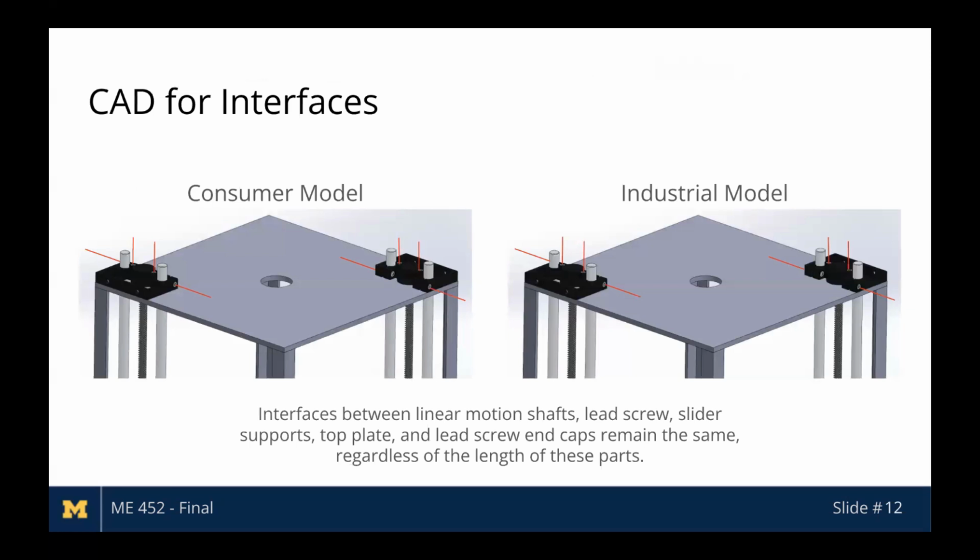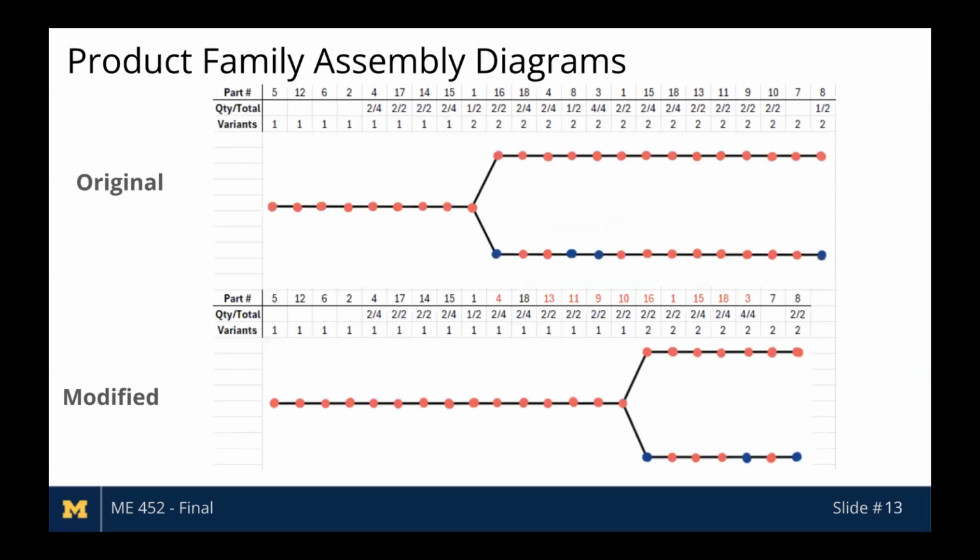Between the two modules, the interfaces between the linear motion shafts, lead screws, slider supports, top plate, and lead screw end caps will remain the same, despite the overall differences between the two. These are the product family analysis diagrams for both the original and modified assembly sequences. Note that the redesign branches 6 steps later than the original.